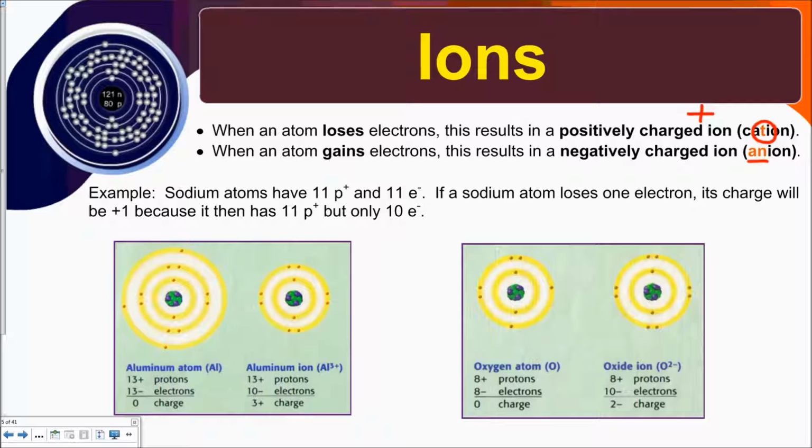For example, sodium atoms have 11 protons and 11 electrons. If a sodium atom loses 1 electron, its charge will be plus 1 because it then has only 11 protons and 10 electrons. Because we have 1 more proton than electron, this gives us a net positive 1 charge.